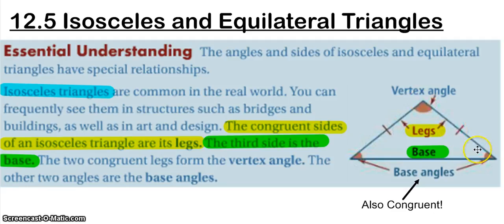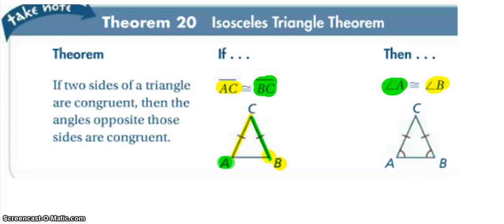Because these two sides are congruent to each other, we also know that these two base angles are congruent to each other. So here we see our first theorem dealing with isosceles triangles. We call it our isosceles triangle theorem. It states that if my two sides are congruent to each other, so if AC is congruent to BC, then angle A must be congruent to angle B.